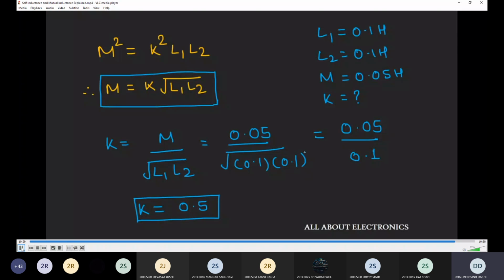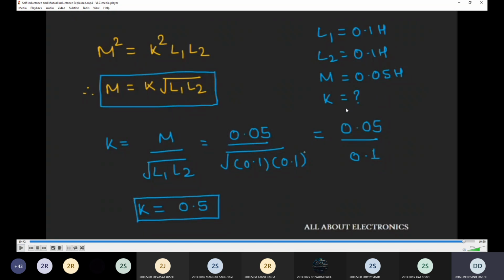So in this way, if we have given a value of self-inductance and mutual inductance, then we can find the value of this coefficient of coupling. Or in another way, if we have given a value of the self-inductance and the coefficient of coupling, then we can find the value of this mutual inductance.